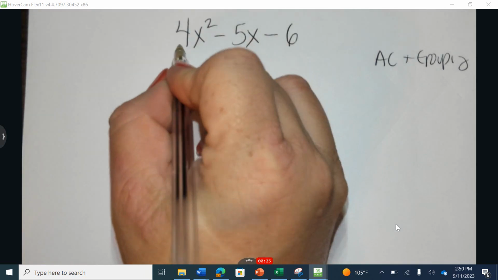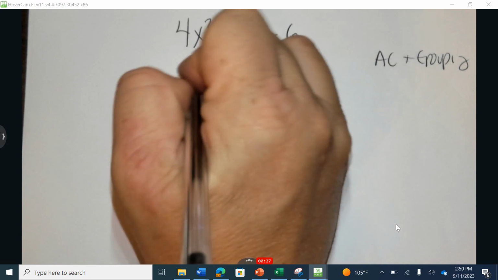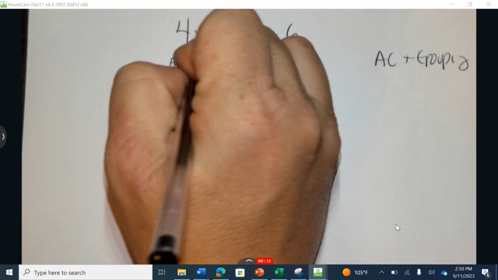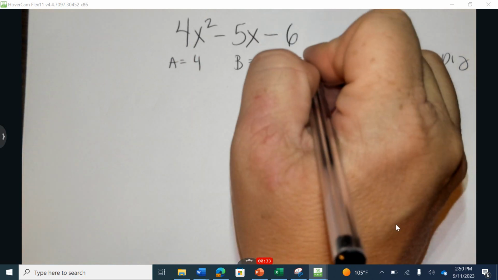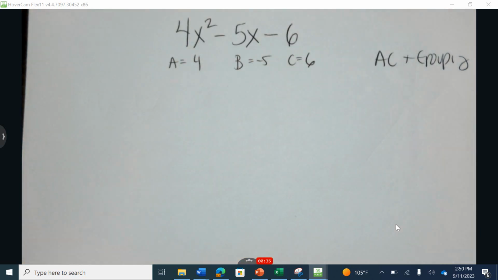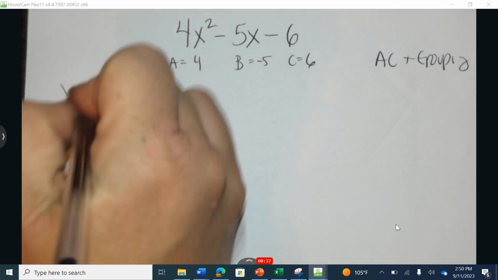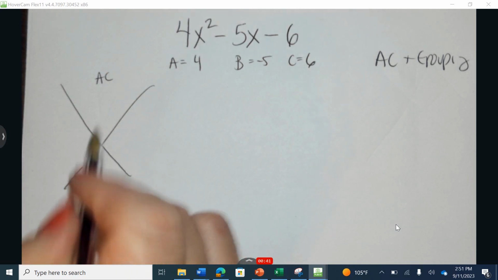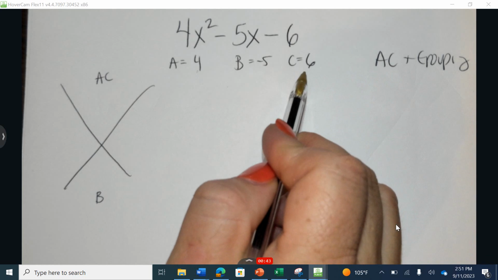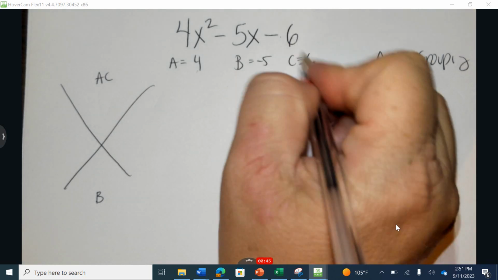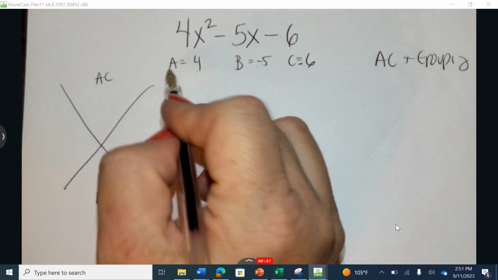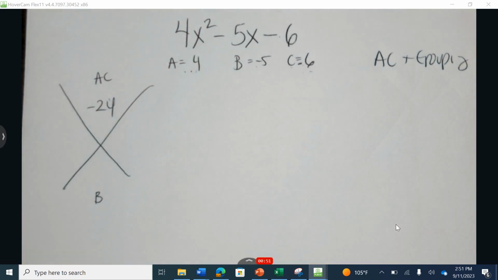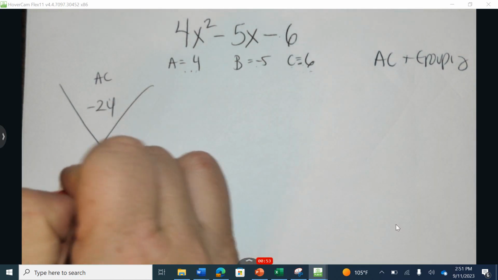So I'm going to first identify, notice it's in standard form, what is the A, the B, and the C. So A is 4, B is -5, and C is -6. In this position, I'll always take A times C, and over here will always be the B, always. So A times C, and I forgot this is a negative, okay. A times C is -24 because 4 times -6 is -24. And my B is -5.